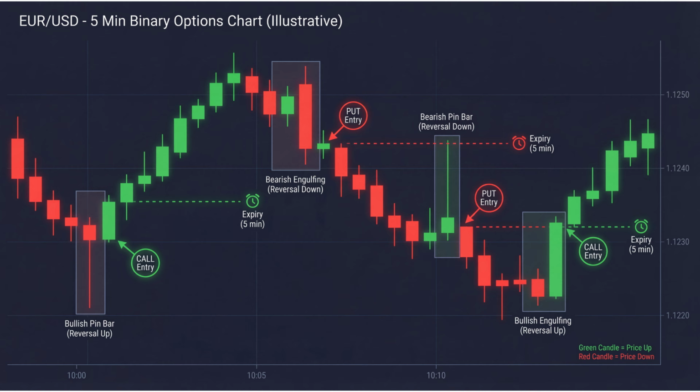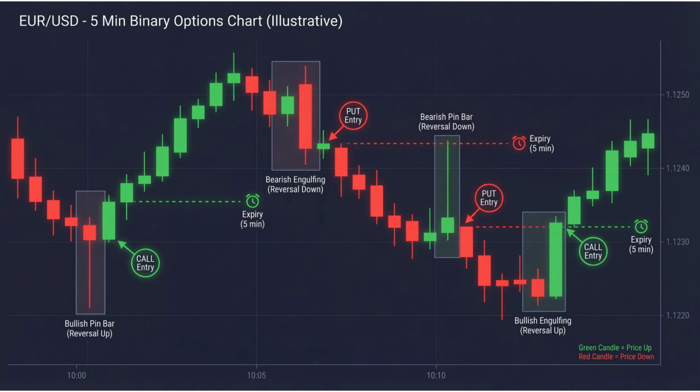This is the signal to enter a call trade, expecting price to move higher with a typical expiry time of 5 minutes, marked by the green dashed line. On the opposite side, when price moves upward and forms a bearish pin bar or bearish engulfing candle, it signals rejection of higher prices and a possible reversal to the downside. This confirms a put trade entry, expecting price to close lower by the expiry time, shown with the red dashed line.